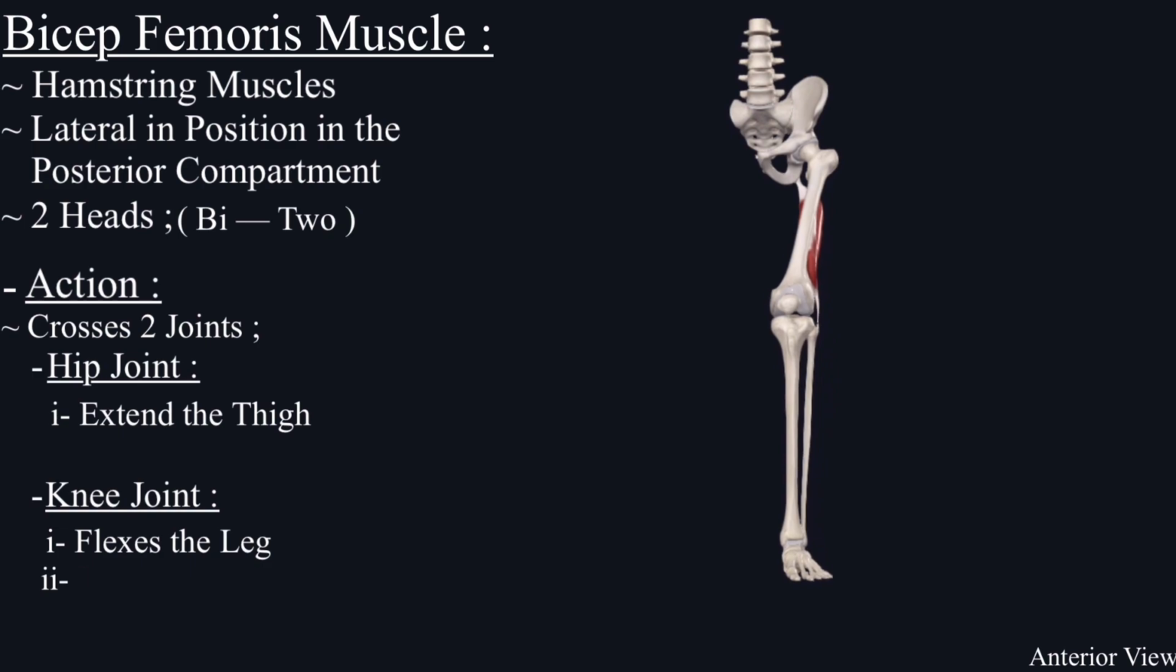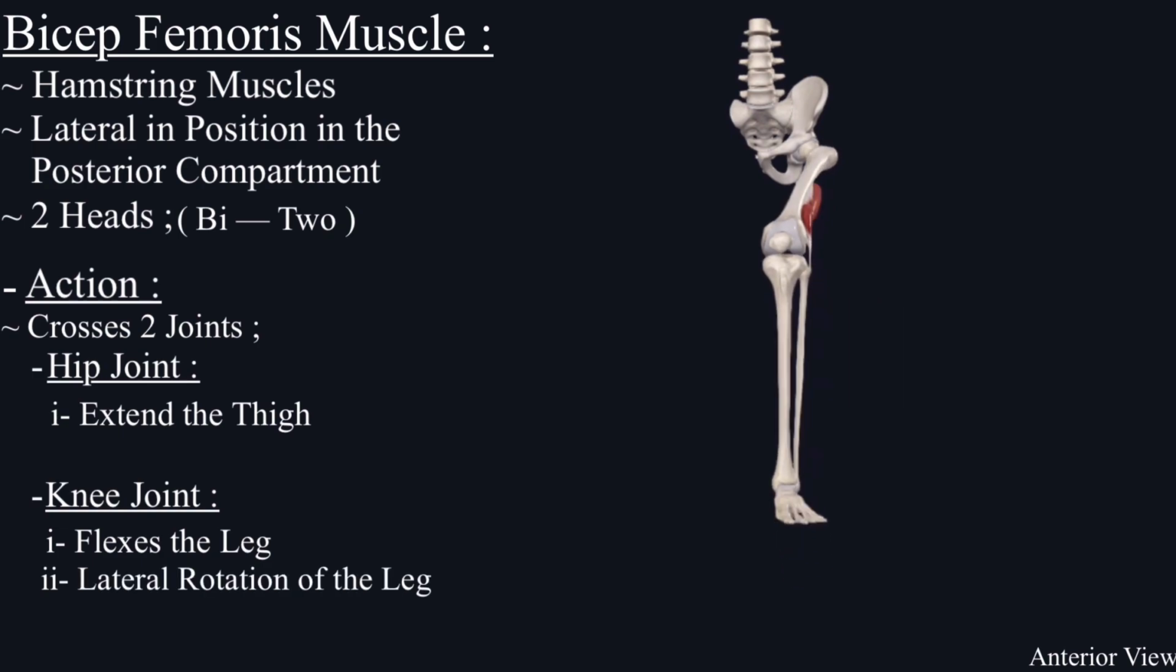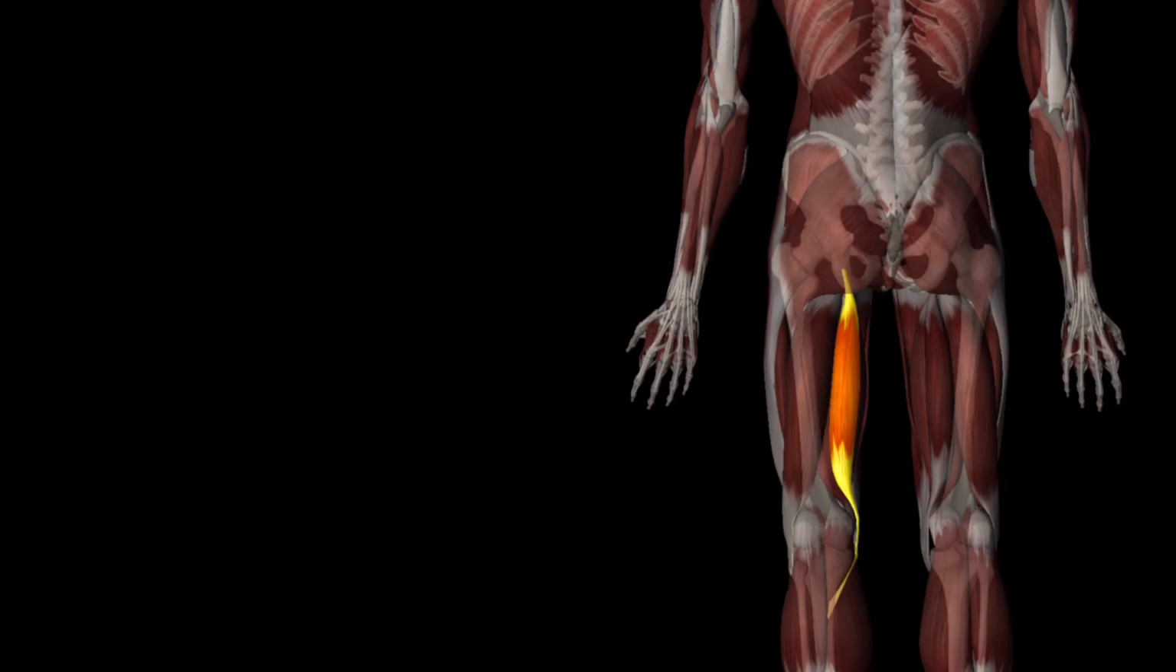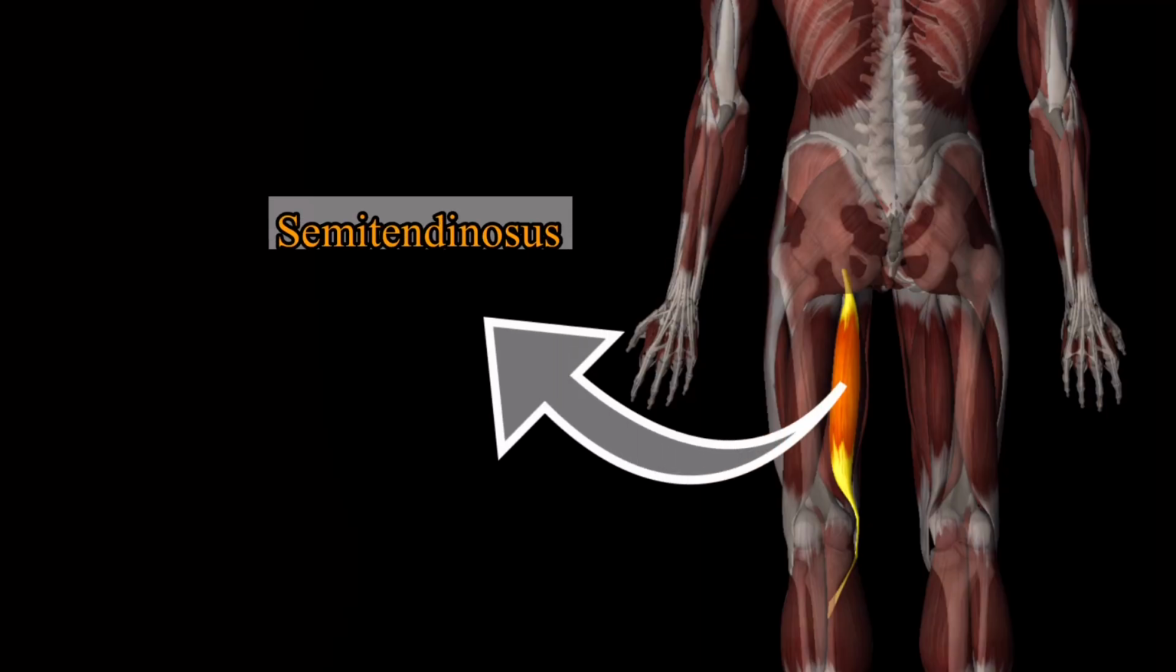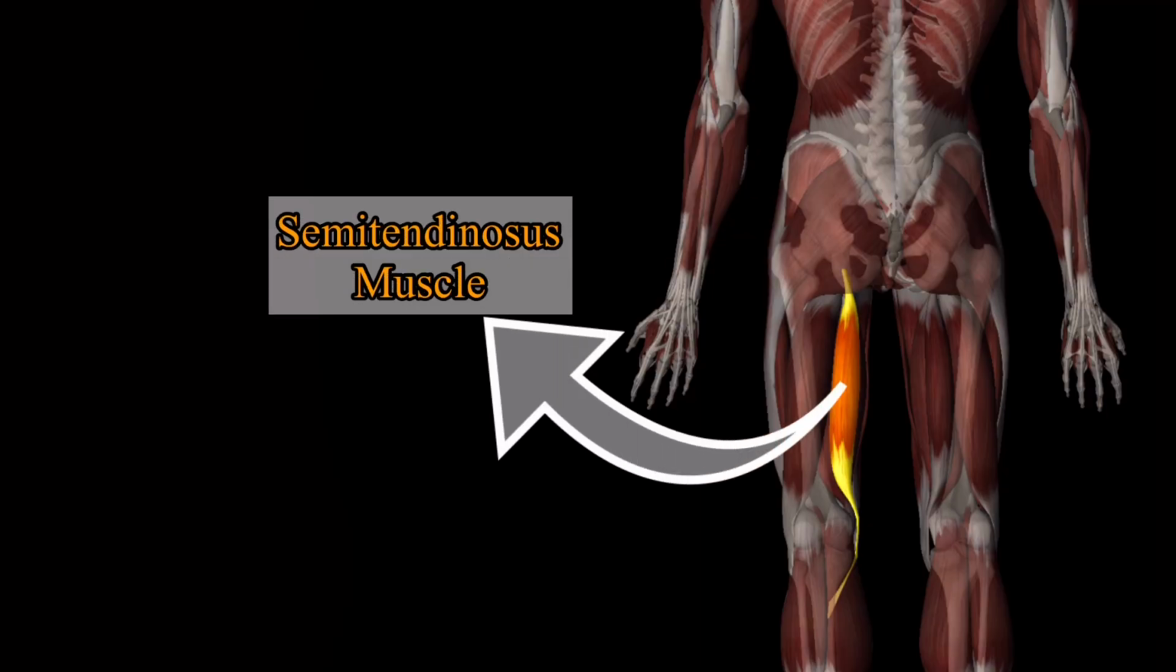It also laterally rotates the leg. Since it is inserted on the lateral surface of the proximal fibula, its contraction will rotate the leg in this direction. Next, I will discuss semitendinosus muscle.